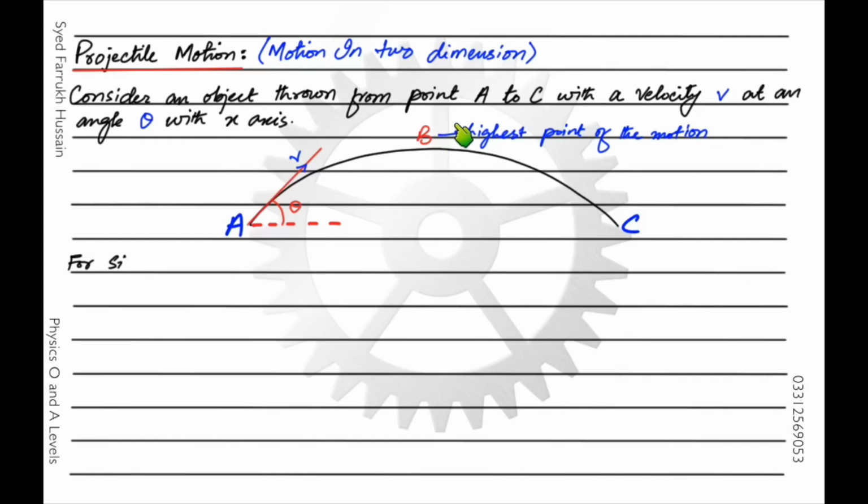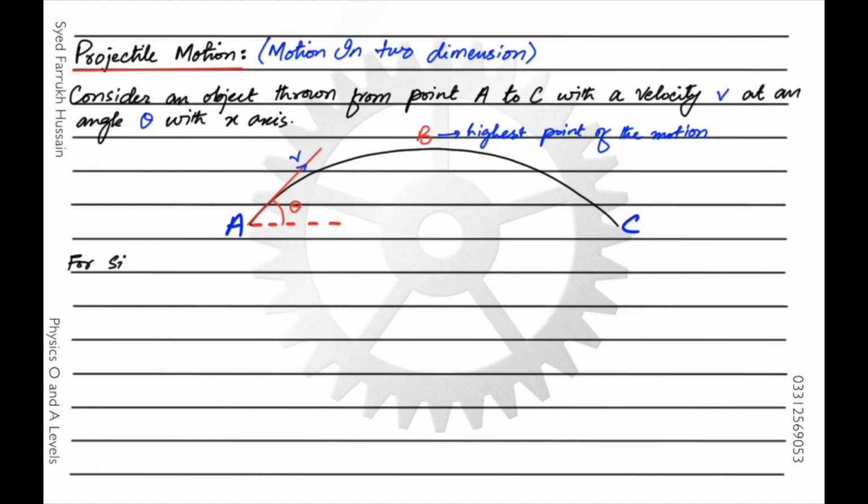Also keep in mind that whatever we are doing right now is in the absence of air resistance. The calculations which we will be doing, or the equations which we will use right now, are in the absence of air resistance. So we have ignored air resistance for the whole understanding of projectile motion. This will make understanding of projectile motion easier so that you can solve questions.